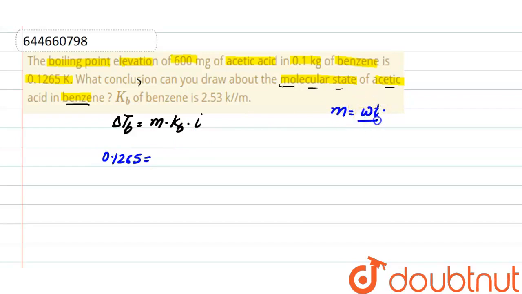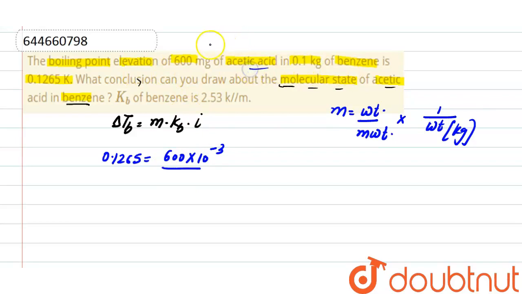weight of solute divided by molecular weight of solute into weight of solvent in kgs. Okay, so here putting the values, weight of solute is 600 milligram. So we'll convert it into grams by multiplying it by 10 raised to the power minus 3. Molecular weight of acetic acid, first of all, the formula is CH3COOH, and it will be 12 plus 3 into 1, plus 12 plus 16 into 2 plus 1, and that will be 60. So here it is 60.